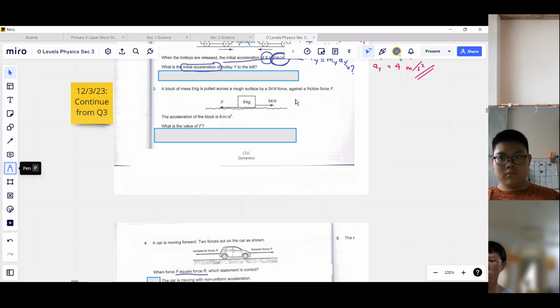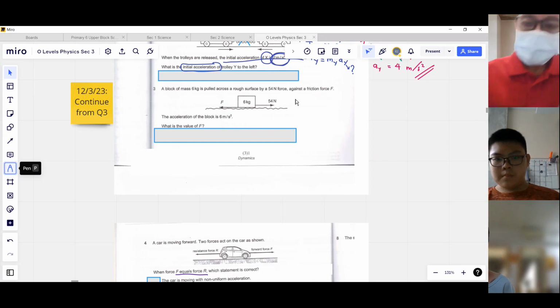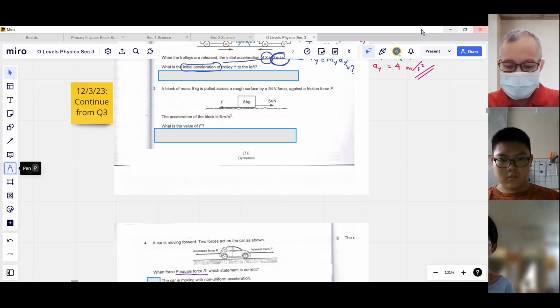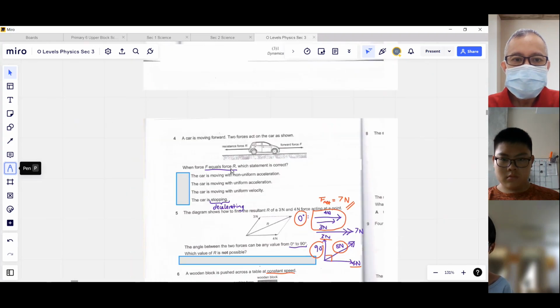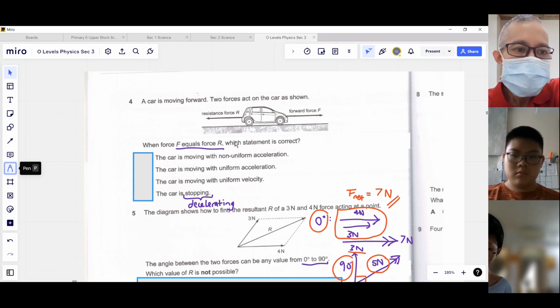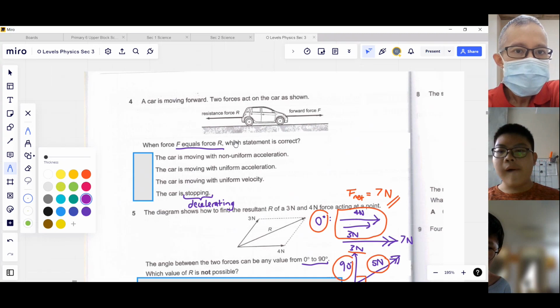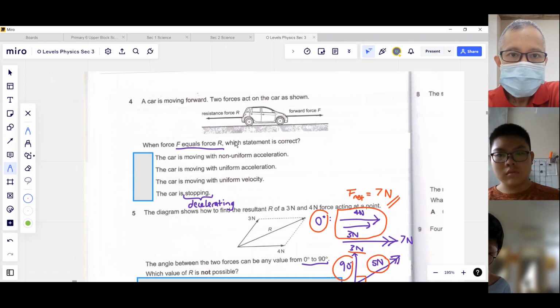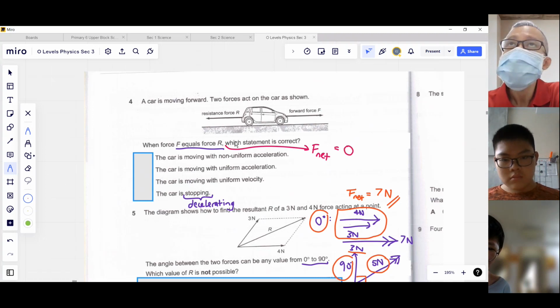Maybe I answer for the rest of you. Okay, guys, can you highlight question 4? Question 4 is a very, very standard question, and you're supposed to get full marks for it. Now, the trick here is F equals R. And that means F net equals 0. There's no net force.